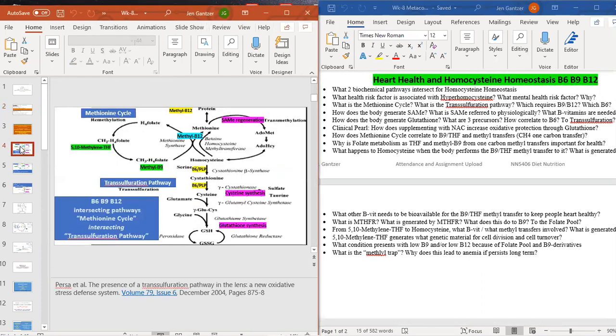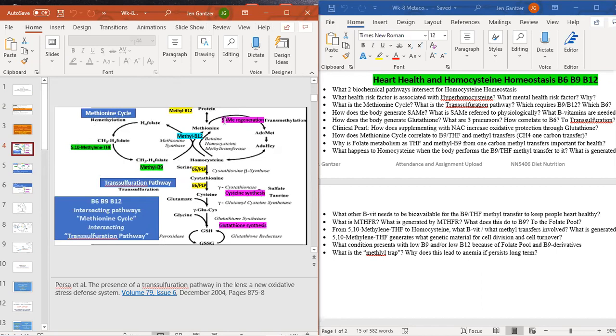So next super important concept, I hope you might already recognize what I'm asking for. Your transsulfuration. Transsulfuration is going to be your B6 dependent pathway. That's going to give us our glutathione and our cysteine. Our methionine cycle is our B9 and B12.